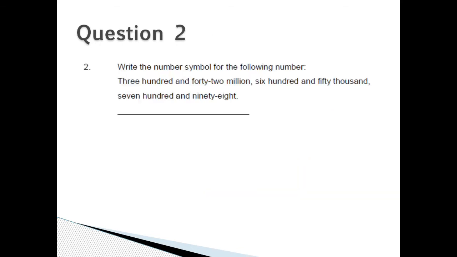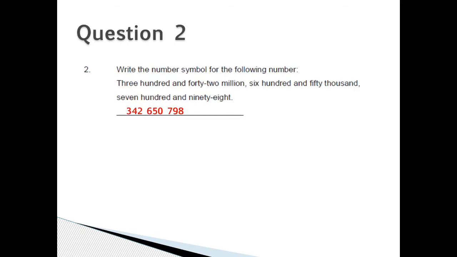Write the number symbol for the following number: 342,650,798. The number is 342,650,798.